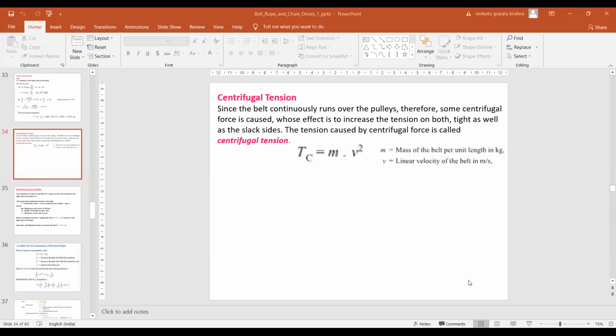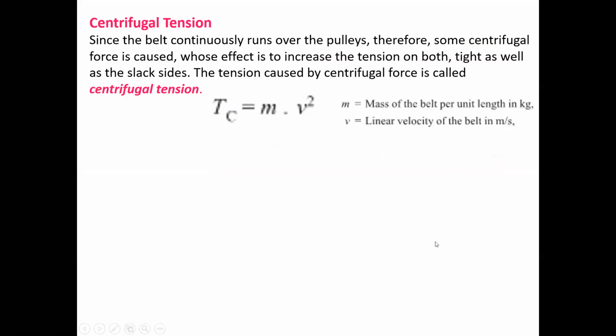Centrifugal tension. Today's topic is centrifugal tension. When the belts are running continuously, when the pulleys are running continuously, then we also get some centrifugal force. That force increases the tension on both the tight side as well as the slack side.